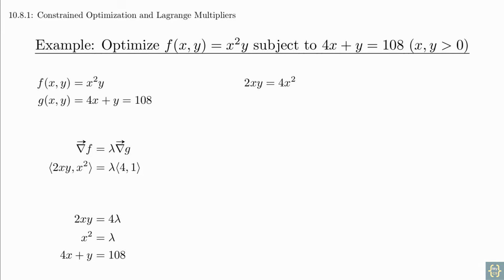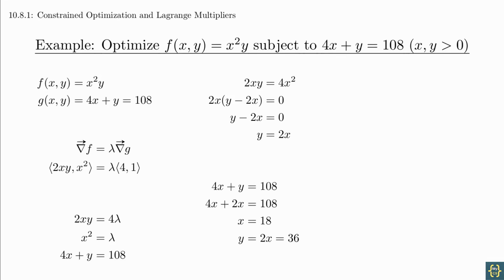If we directly substitute for lambda in the first equation using the second equation, we get 2xy is equal to 4x squared. Moving everything to one side and using the fact that x is positive, we see that y is equal to 2x. We can then plug this into the constraint equation, which gives us x equals 18 and y equals 36. This is the only critical point under the conditions that x and y are positive. If we took away that restriction, then x equals 0 becomes another critical point. But for this problem, having found the critical point, we simply plug it into f to get the extreme value.